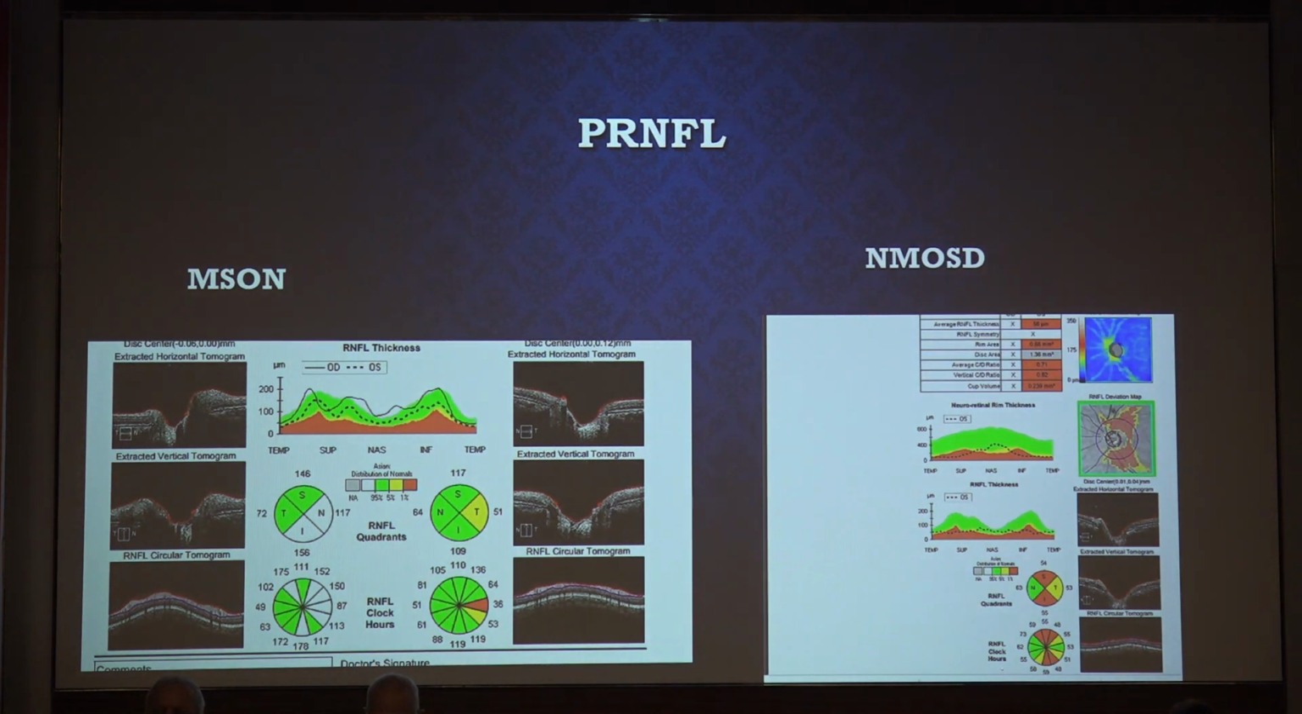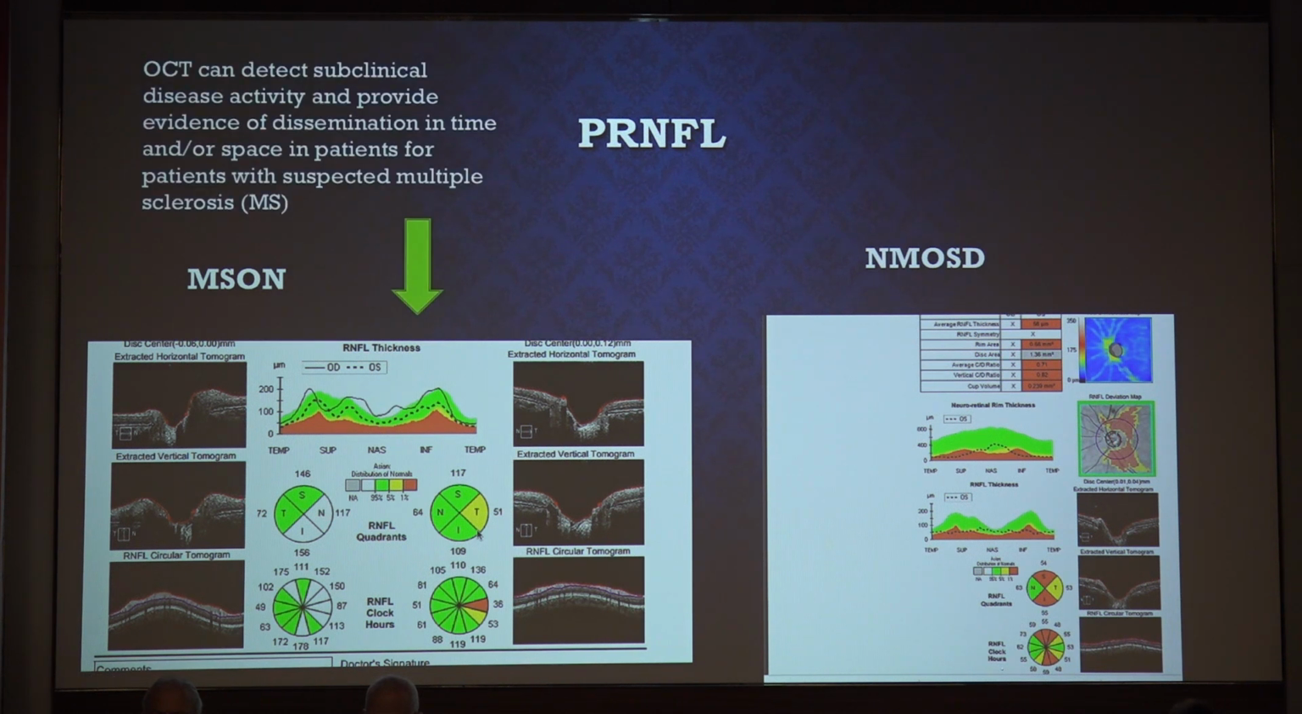Now let's look at some examples. This is MS optic neuritis, acute attack in the right eye. And here you can see acute attack. There is some thickening of the RNFL here. And what we see is in the left eye also, there is some thinning occurring there. So it's showing that in the left eye also something has happened. So OCT can detect subclinical disease activity, and it is showing me that there is dissemination of disease in time and space. The other eye is involved in time because you've captured that in the past the attack has occurred.